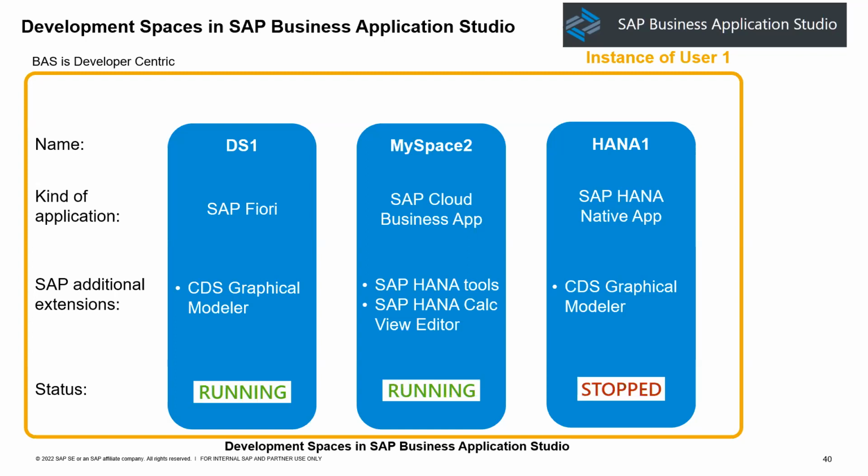Now, the managing of development spaces. The landing page of SAP Business Application Studio contains the list of development spaces. The list includes the name of the development space, the kind of the application, the status of the development space, whether it is stopped, running, or starting, and the creation date and the ID of the development space.